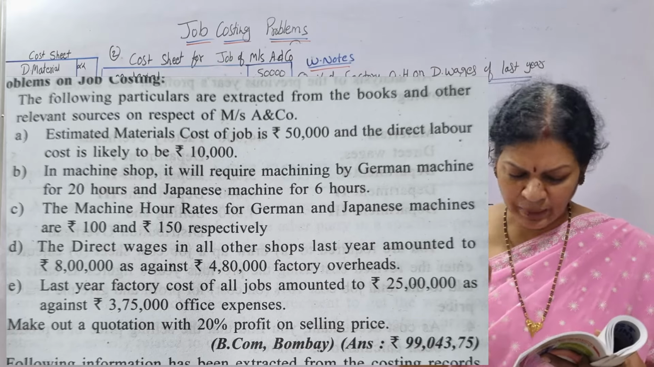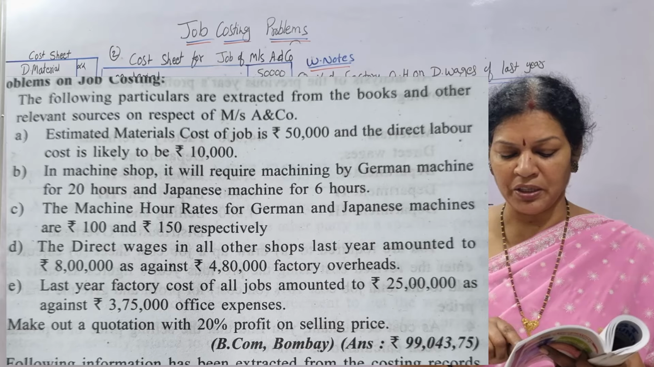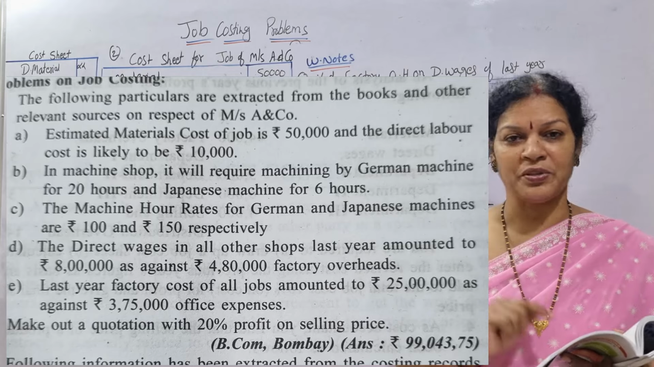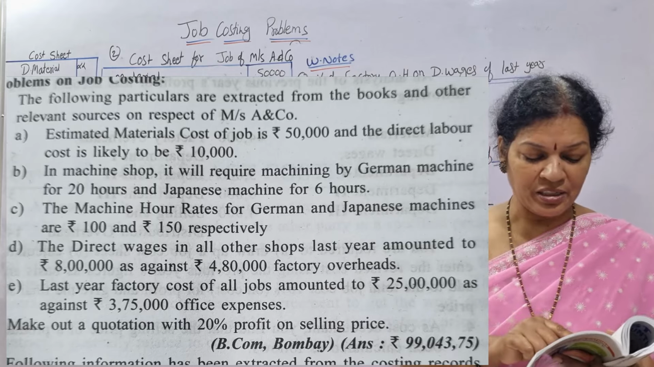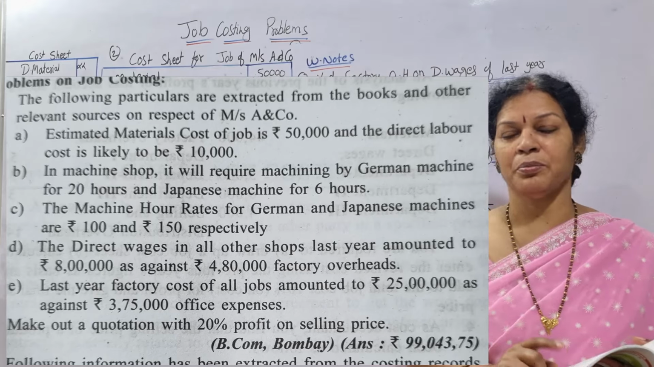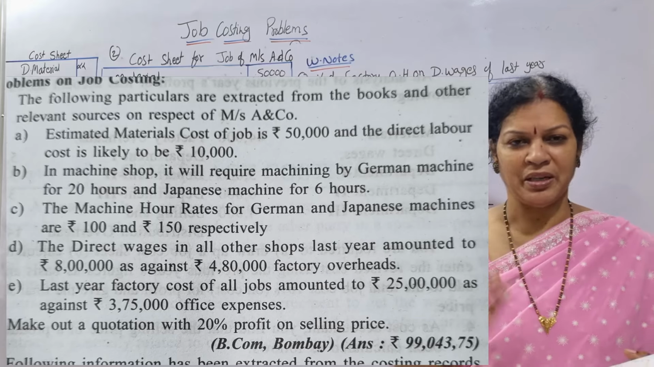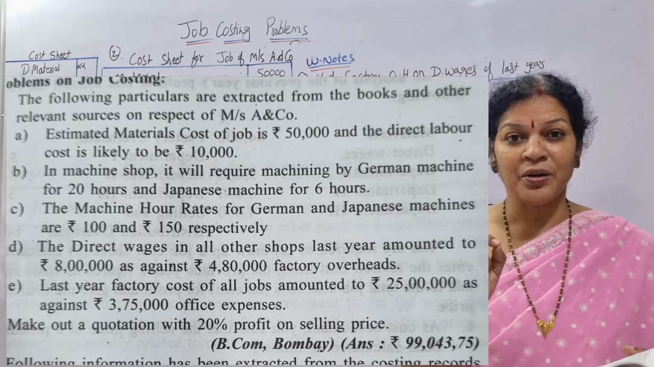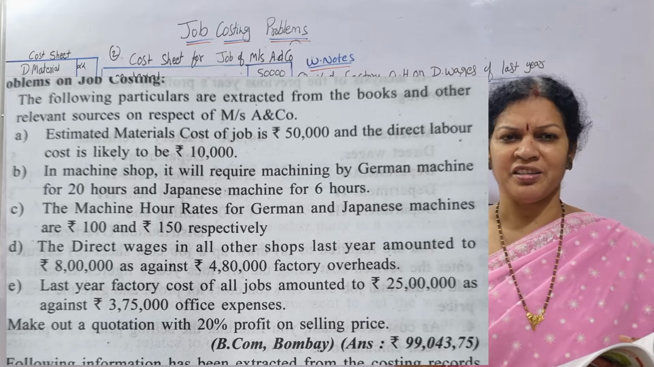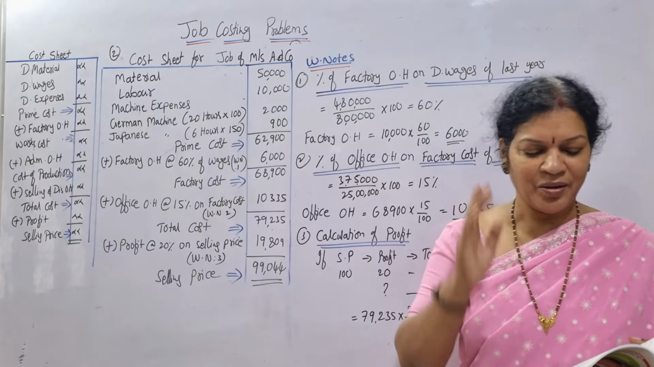Okay, in the same fashion, last bit. Last year factory cost of all jobs amounted to 25 lakh as against 3,75,000 of office expenses. This is all the percentage we are going to calculate. And lastly, make out a quotation with 20% profit on selling price. Profit is 20%. In the previous problem it was 15%, whatever it may be. That comes after calculation of the total cost. Once you get the total cost, we can calculate it easily, just like the last class working notes. Do you remember? Same fashion. Now let's enter into the problem.